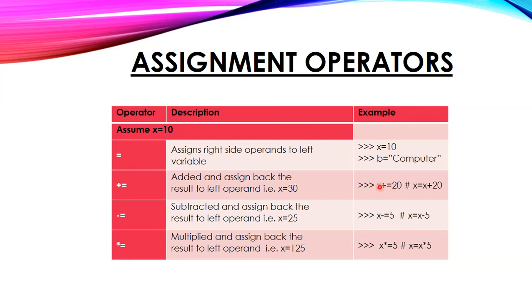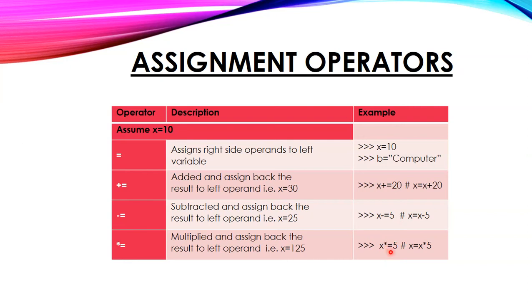And see here, x plus equal to 20. This can be written as x is equal to x plus 20. So this is briefly explained, and this is written shortly as x plus equal to 20. In an elaborated manner, we can write x is equal to x plus 20. That's why it is written shortly here. Like this operator, the same is written short as x minus equal to 5, which can be written as x is equal to x minus 5.